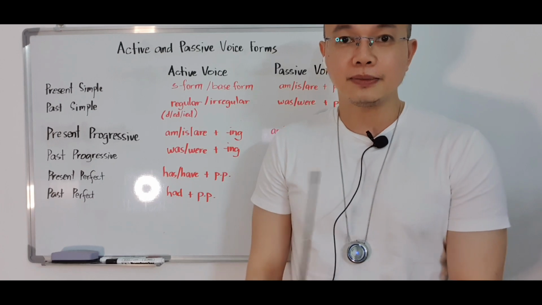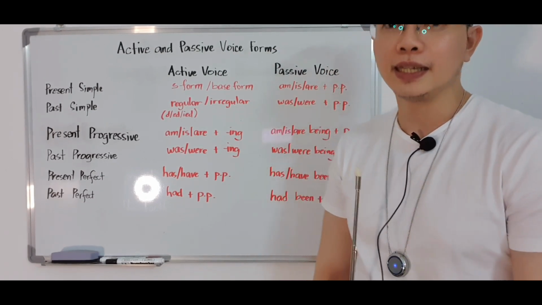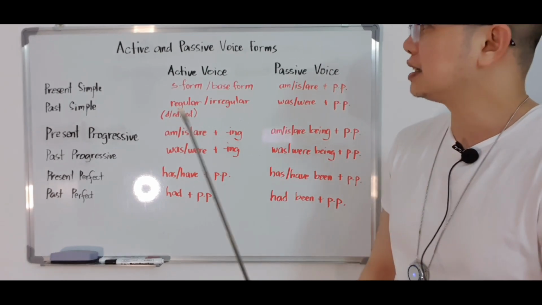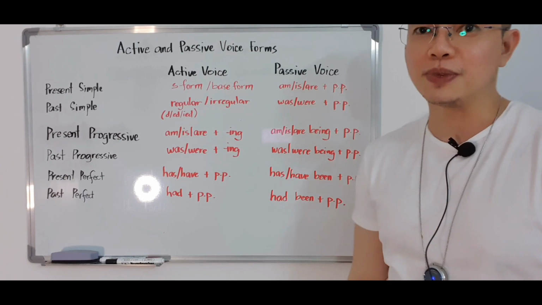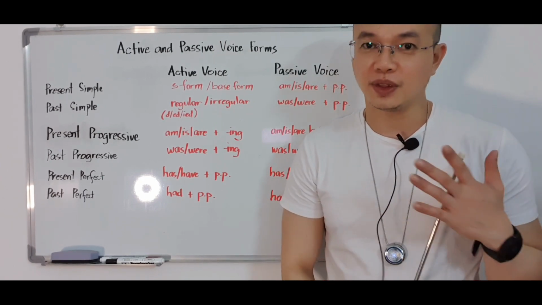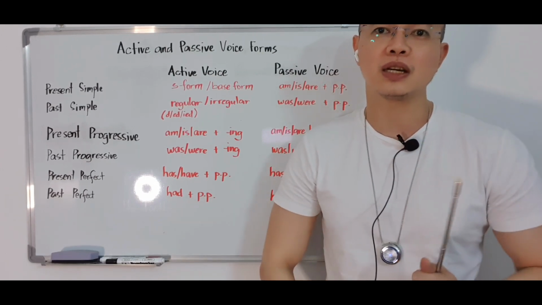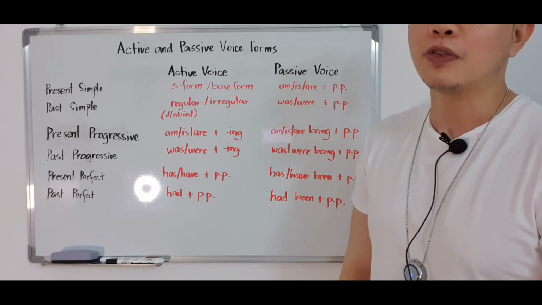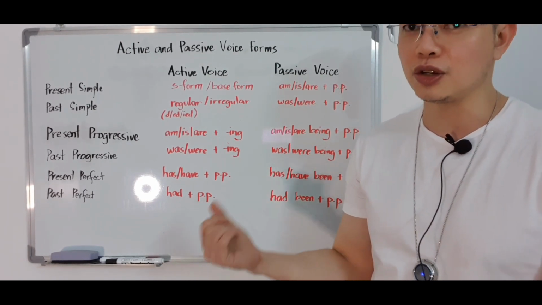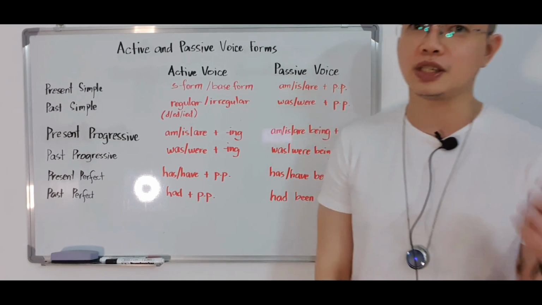Alright, so I'm here again with another very simple lesson, and this time it's just all about the active and passive voice forms. I'll be giving you the complete list of all the forms, both the active and the passive voice forms. Alright, so from the simple to perfect tenses to progressive tenses, and to everything as much as possible. All right, so stay tuned.